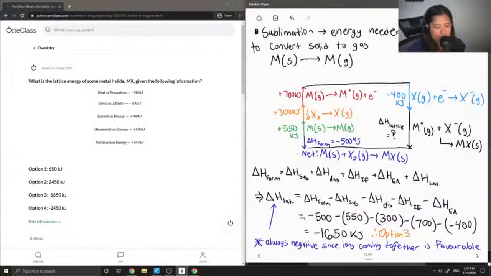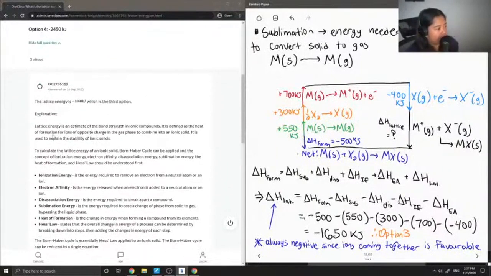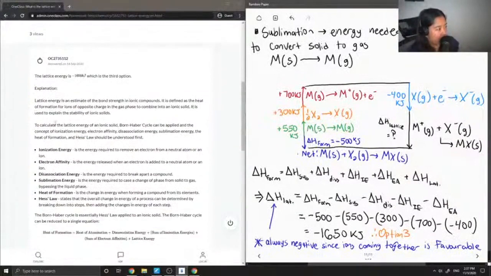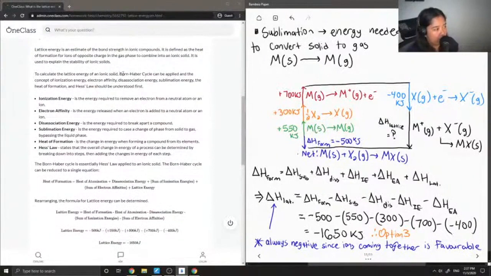So let's see what our junior tutor said. Third option. Explanation: lattice energy is an estimate of the bond strength in ionic compounds. It is defined as the heat of formation of ions of opposite charge in the gas phase to combine into an ionic solid. It is used to explain the stability of ionic solids. To calculate the lattice energy of an ionic solid, Born-Haber cycles can be applied, and the concepts of ionization energy, electron affinity, dissociation energy, sublimation, the heat of formation, and Hess's law should be understood first.